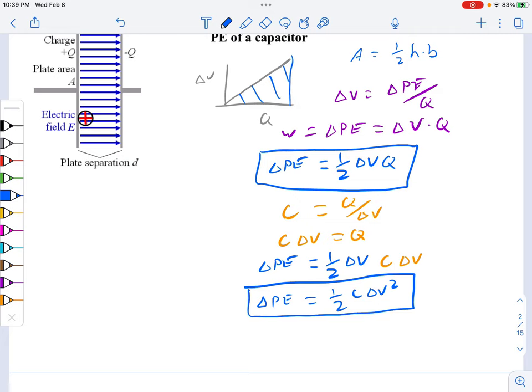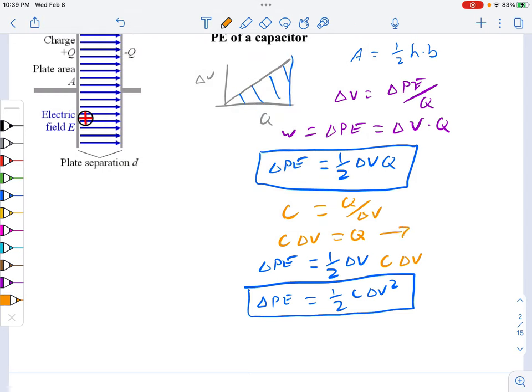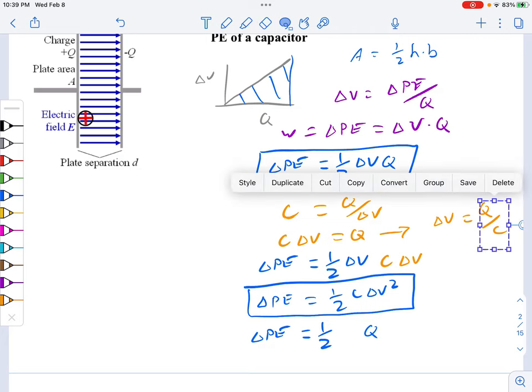So capacitance is equal to charge over change in voltage. Capacitance times change in voltage is charge. So let's write this as the change in voltage is equal to the charge per capacitance. Again, we're just going to take our original relationship here and replace that change in voltage with this right here.